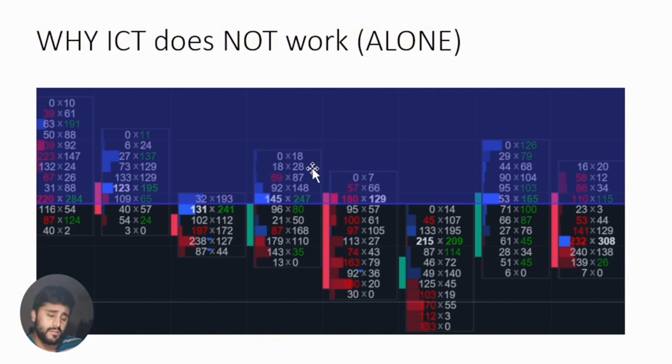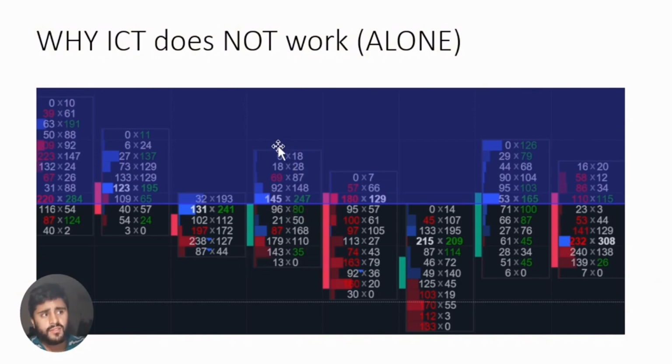You have the bid on the left hand side and you have the ask on the right hand side. The bid on the left hand side represents the aggressive sellers, right? It shows you at this price point there are X amount of aggressive sellers on the left hand side hitting the bid. Now the right hand side is the opposite. These represent aggressive buyers.